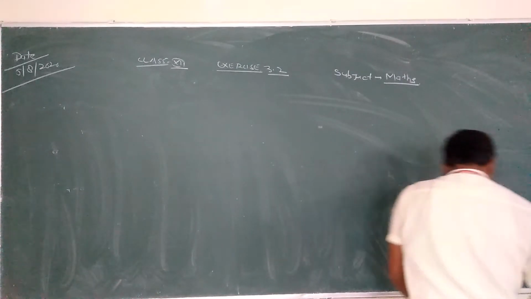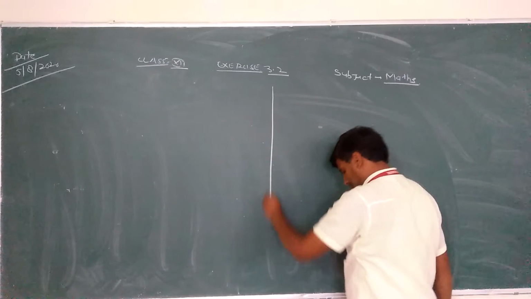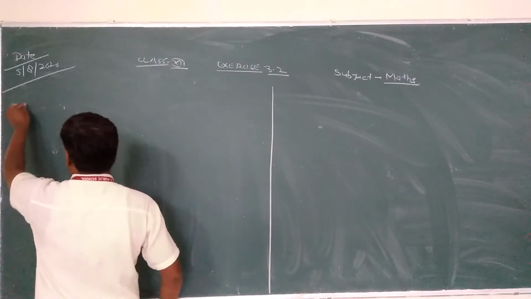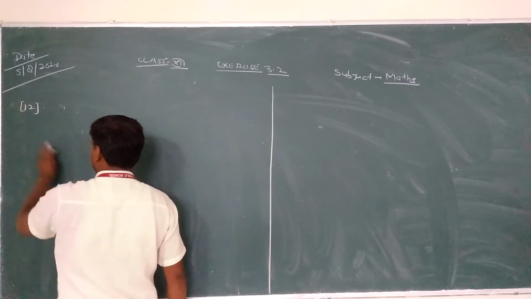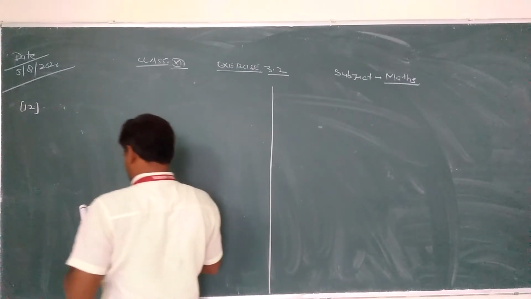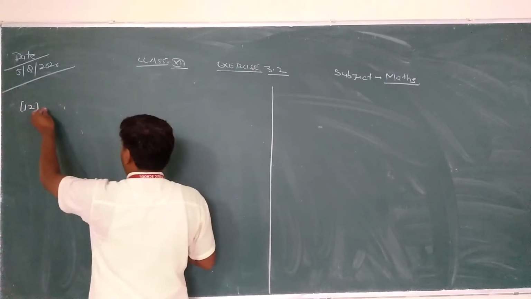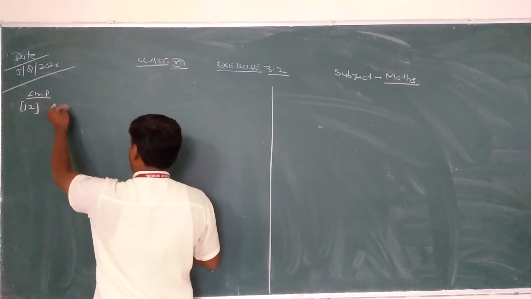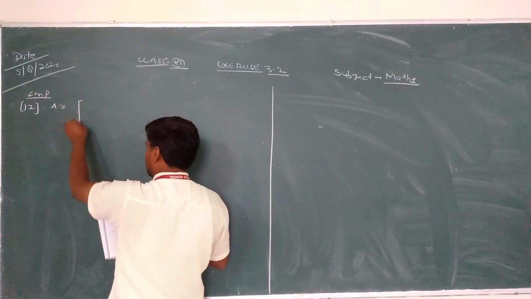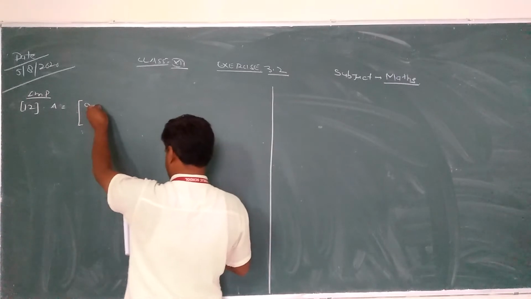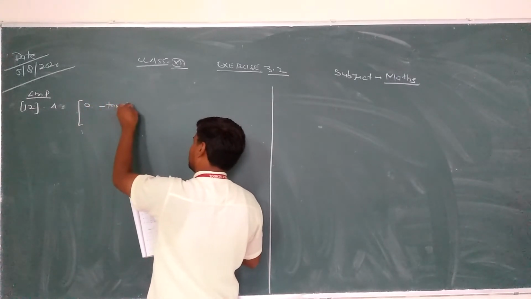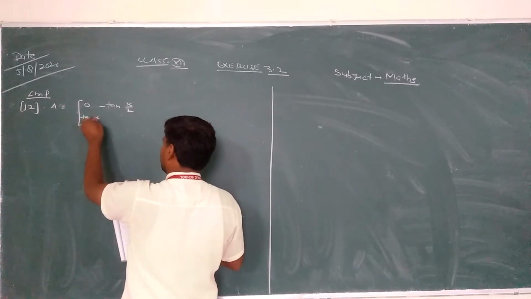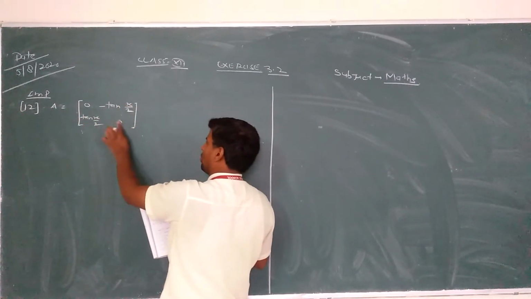So, given that is question number 12, given in this form, how can we explain it? Question 12, most important: given matrix A equal to [0, minus tan(x/2); tan(x/2), 0].